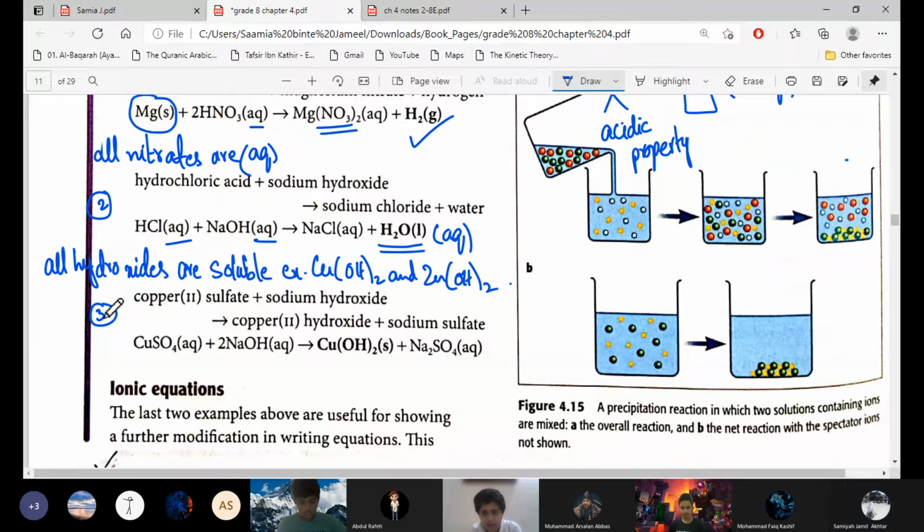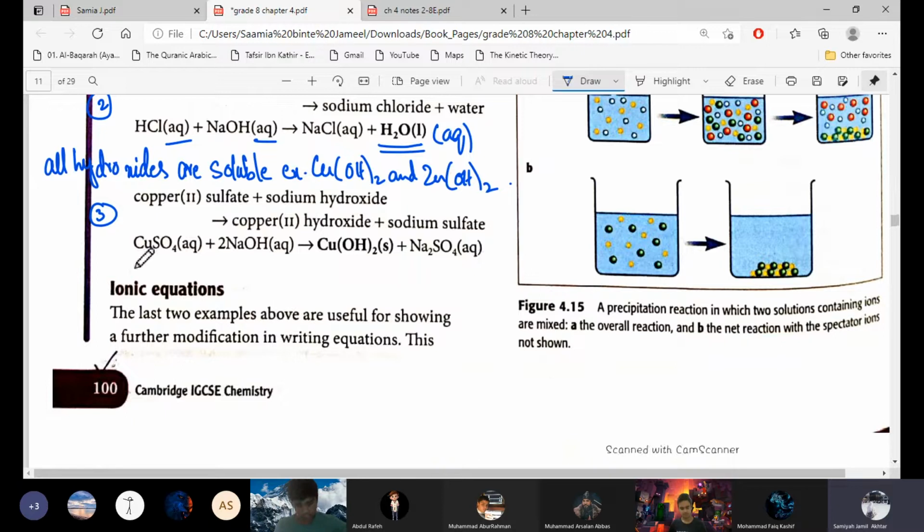Then number 3, we have the example of copper sulfate, a precipitation reaction. So we have copper sulfate aqueous. Now this is sulfate.